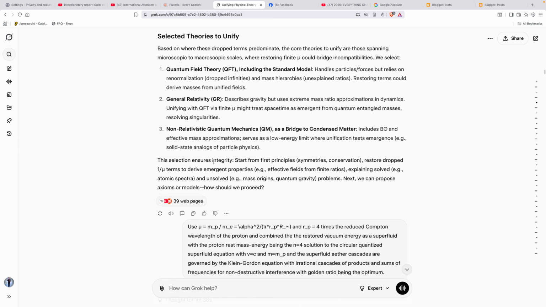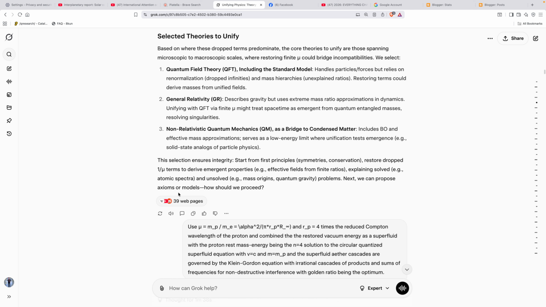So this selection ensures integrity. Start from first principles, symmetries, conservation. See, Grok is trying to tell us what to do. So we pick the theories, and he's got a whole plan on how we unify it. Start from first principles, symmetries, conservation. Restore dropped one over mu terms to derive emergent properties. Effective fields from finite ratios, explaining solved atomic spectra and unsolved mass origins, quantum gravity problems. Next, we can propose axioms or models. See, Grok is already trying to drive you. We can propose axioms or models.